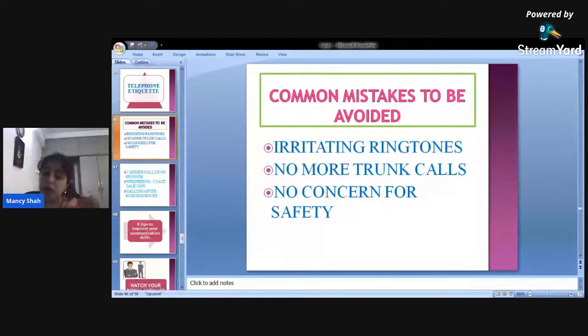Okay, I would prefer a very soft ringtone with vibrations, so it can alert you. No more trunk calls. Be careful while you're talking over the phone. Keep your volume very low. Earlier we had the trunk calls wherein we had to shout our heart out so that the other person on the other end could hear you. But right now, with these microphones installed in your handset, even a whisper is much clearer.